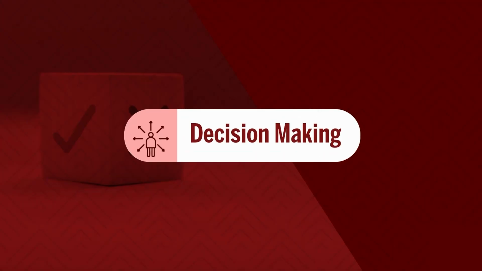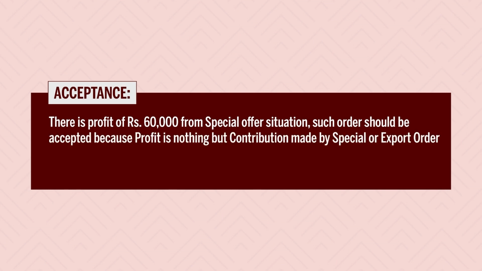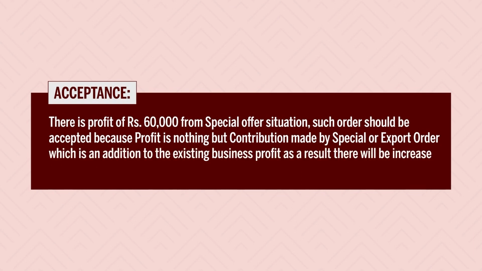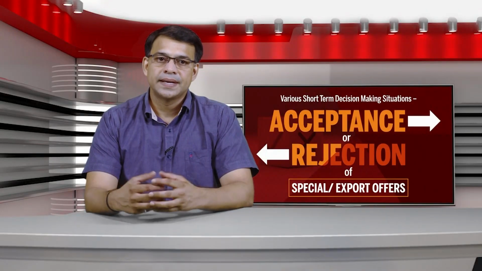Now, let us take the decision. As there is an increase in profit of rupees 60,000 because of this special offer situation, such an order should be accepted, because profit is nothing but the contribution made by this special or export order, which is in addition to the existing business profit, and as a result there will be an increase in profit from rupees 70,000 to rupees 1,30,000. So this was the calculation which we have made.